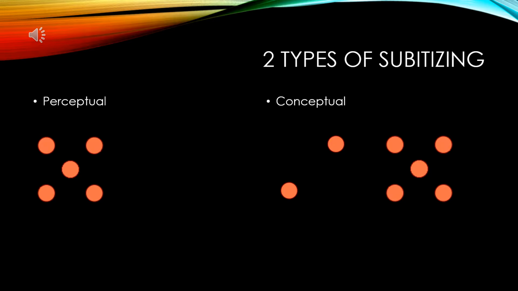Then after perceptual subitizing is conceptual. Conceptual subitizing is recognizing those small amounts and being able to combine them to see a unit. So when you're planning for the number talks that you're going to do with your students, or the number sense routines, I want you to keep in mind where your students are currently in their learning.